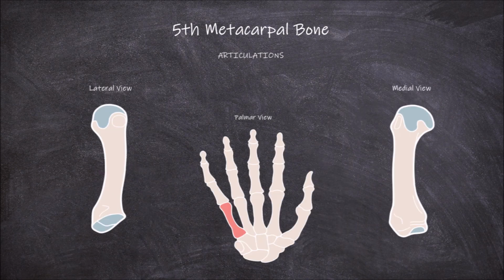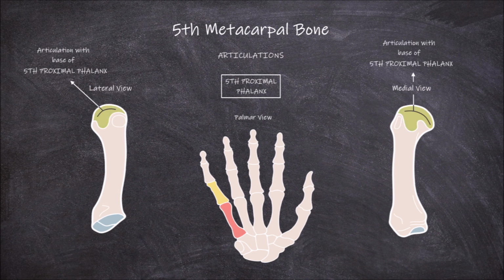This bone articulates with three other bones. The first articulation is with the fifth proximal phalanx. The distal articular surface on the fifth metacarpal articulates with the base of the fifth proximal phalanx. The second articulation is with the fourth metacarpal bone. A facet on the medial side of the base of the fifth metacarpal articulates with the facet on the lateral side of the base of the fourth metacarpal.